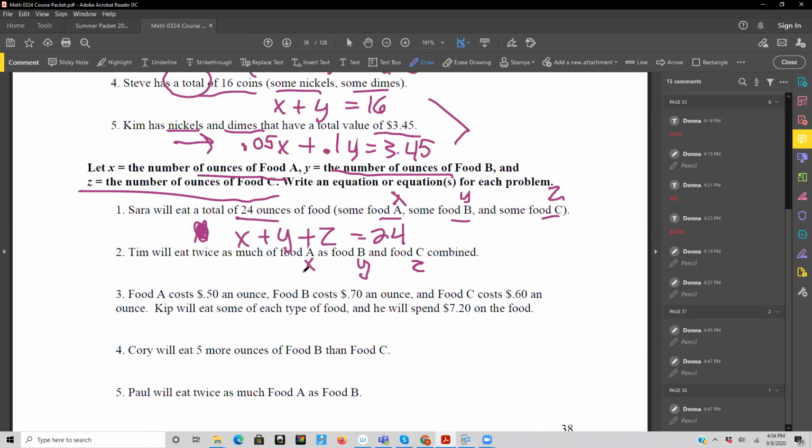So let's read it again. Sam will eat twice as much of food A as food B and C combined. All right, so B and C combined would be B plus C, Y plus Z.